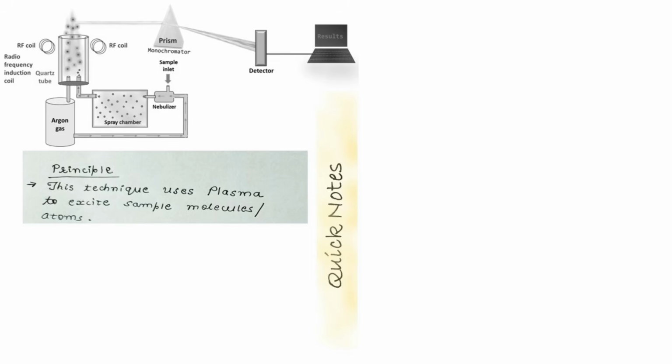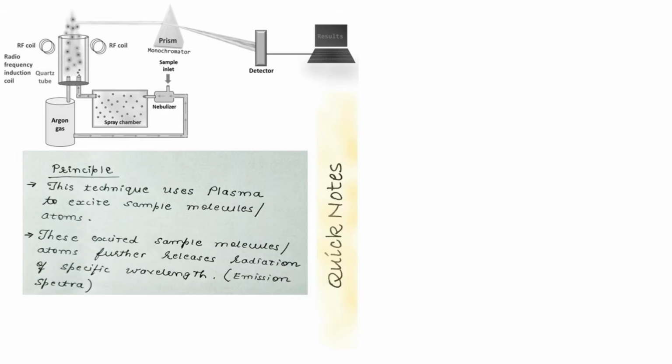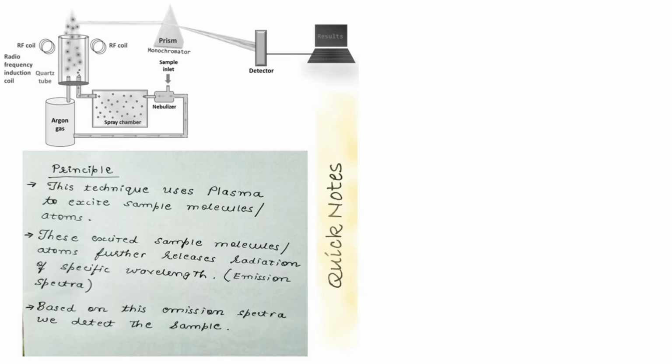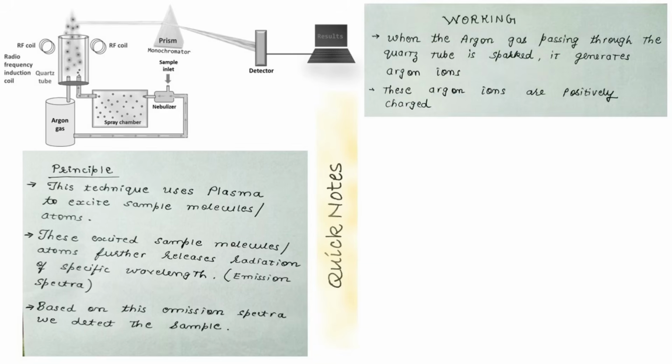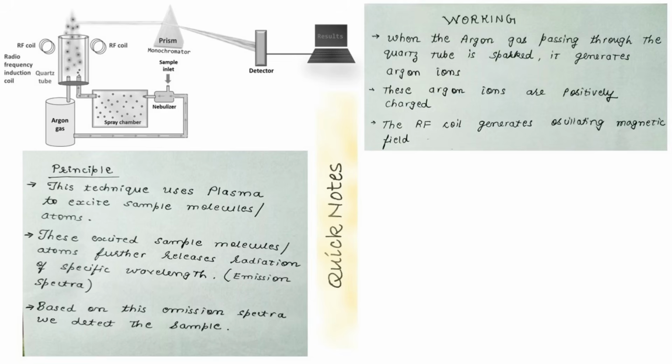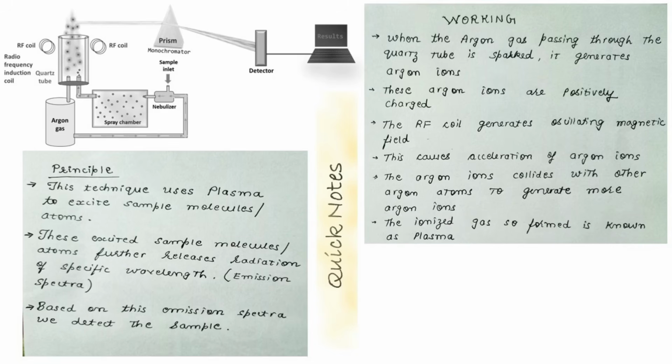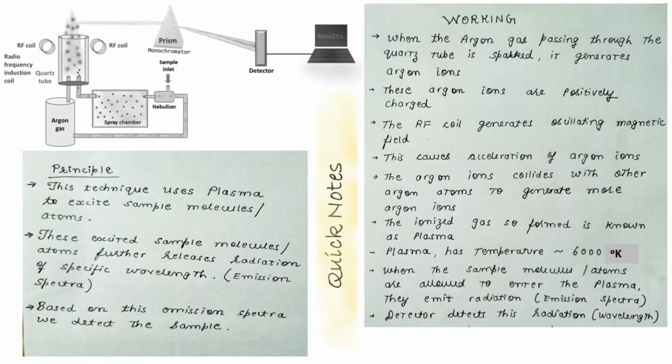Explain how this technique uses plasma to excite the sample molecules. The excited sample molecules emit radiation, which is also known as emission spectra, and based on this emission spectra, we detect the sample. Then you can explain the working mechanism, explain the role of the RF coil, explain how plasma is generated, and finally explain how emission spectra is generated and detected.